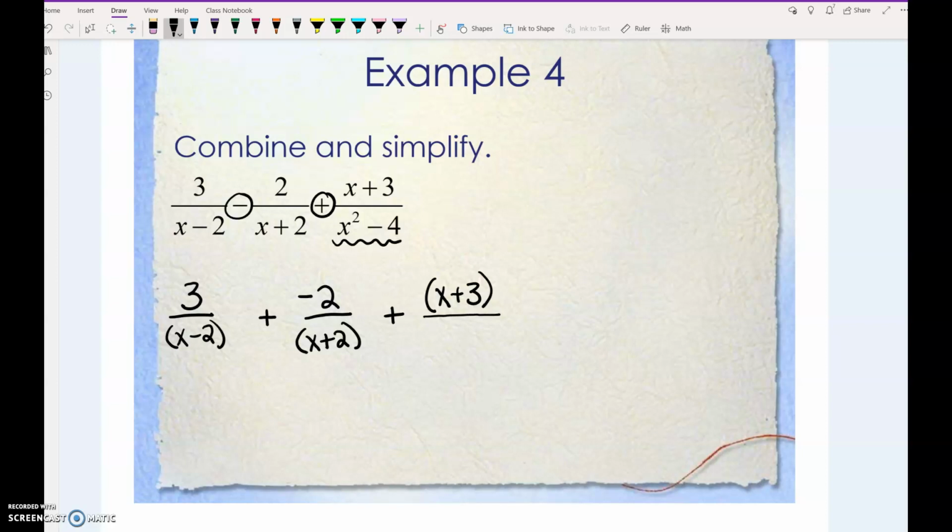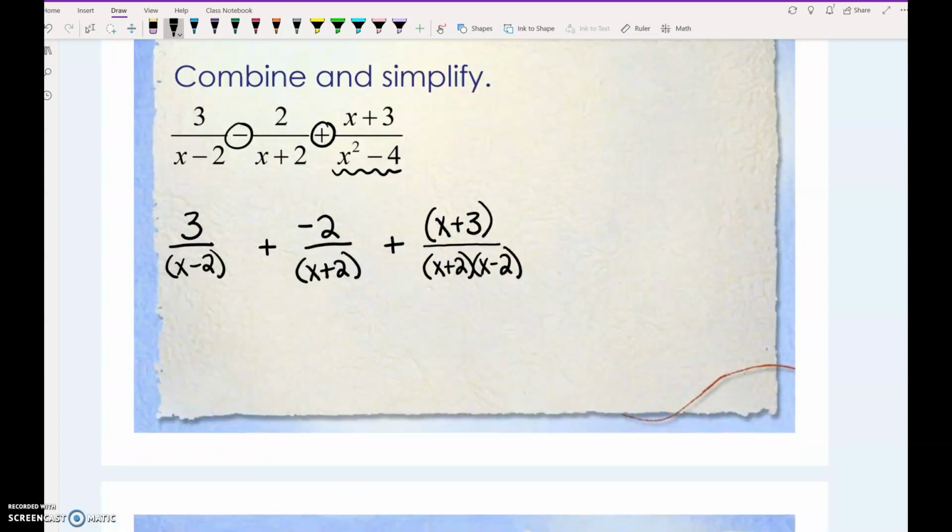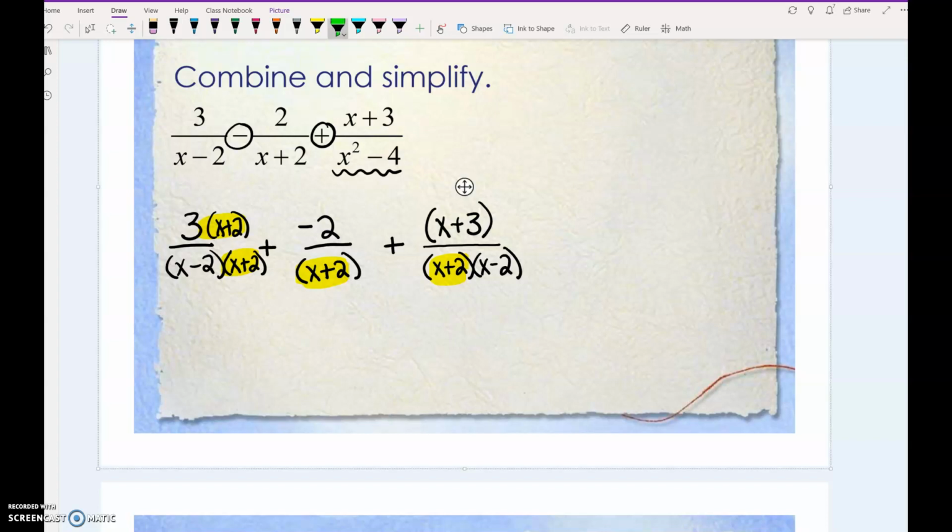x squared minus 4. How do we factor that? x plus 2, x minus 2. Once you get it factored, you're probably going to see, oh, hey, this doesn't really look all that difficult because all there is here is x plus 2's and x minus 2's. So the third fraction has x plus 2. The middle fraction has x plus 2. The first fraction does not. So it needs x plus 2. The first fraction has x minus 2. The last one has x minus 2.